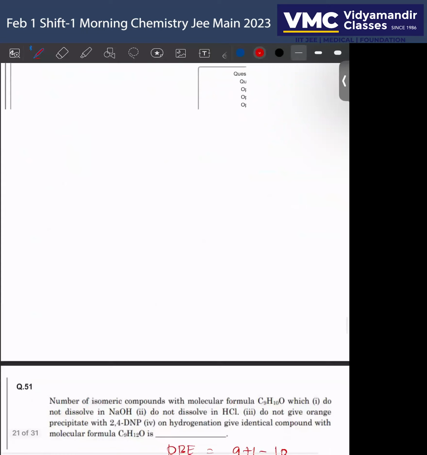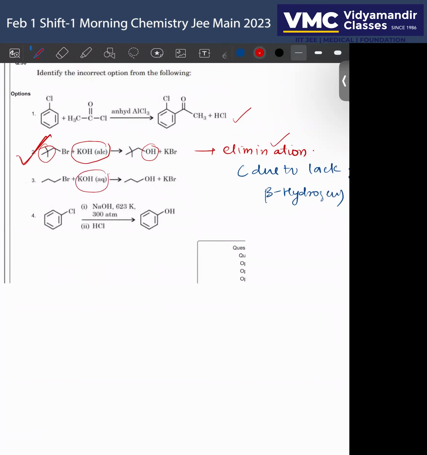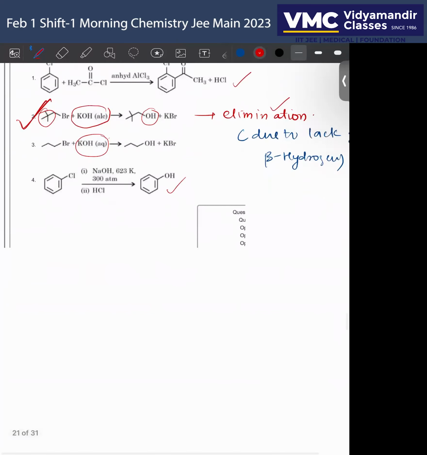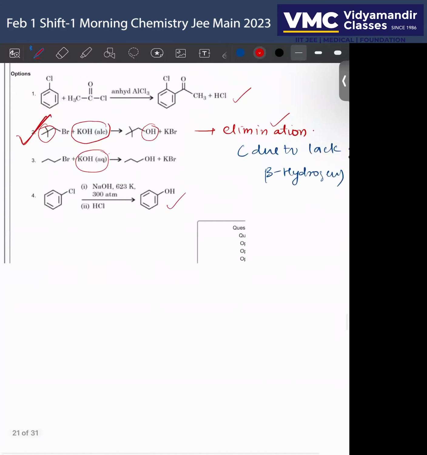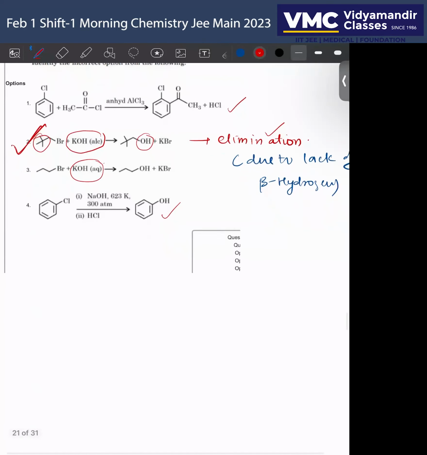Moving on, the third option is also correct. It is a substitution reaction, SN2, and it is a formation of phenol. This is correct. So only option number 2 is incorrect, which is asked in the question, and hence option number 2 is the right choice.